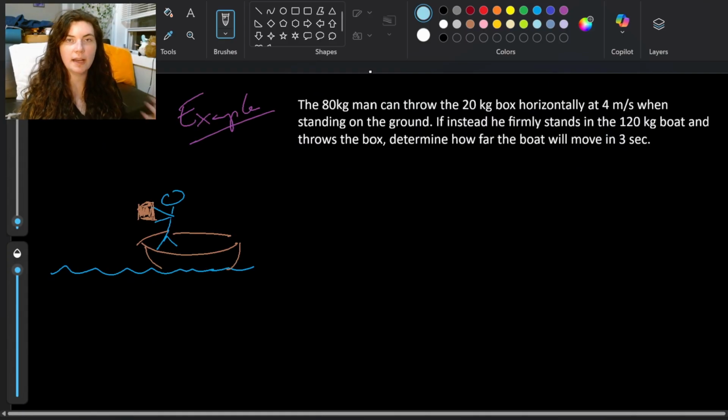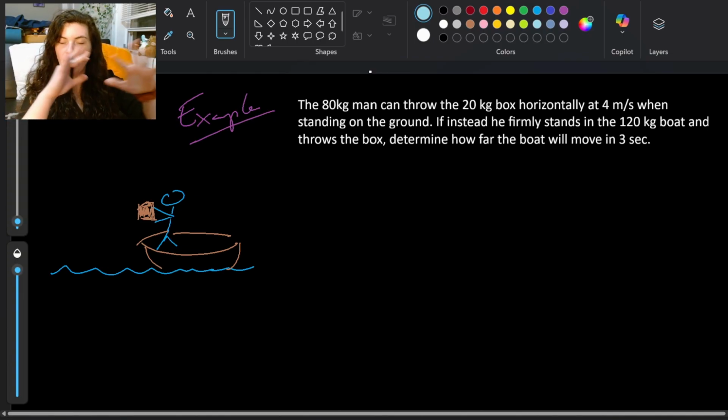Alright, so we've got one last problem for you, and it's a little different from our first two in that instead of having two particles come together, we're actually going to have them start together and come apart. So in this case, we have an 80 kilogram man that can throw a 20 kilogram box horizontally at 4 meters per second when he's standing on the ground. But if instead he firmly stands in the 120 kilogram boat and throws the box, determine how far the boat will move in 3 seconds.